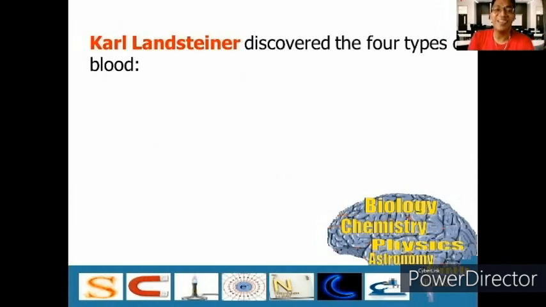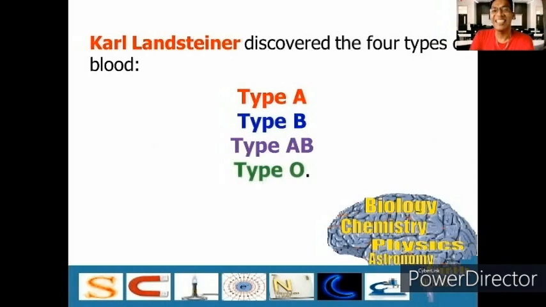Do you know that Carl Landsteiner discovered the 4 types of blood? Ano-ano nga ulit yung mga blood types natin? Tama kayo dyan. We have blood type A, B, AB, or O.